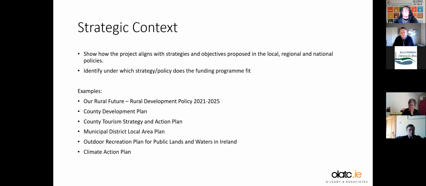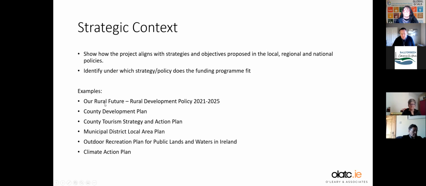Simply, you need to start downloading the local, regional, national policies. It starts off with the top one, which is not on the list, of course, the National Development Plan. That's the overarching document for everything. That's where everything's based. This next one is probably the biggest one for us living in rural Kerry. This is the most important document that you need to be referring to.